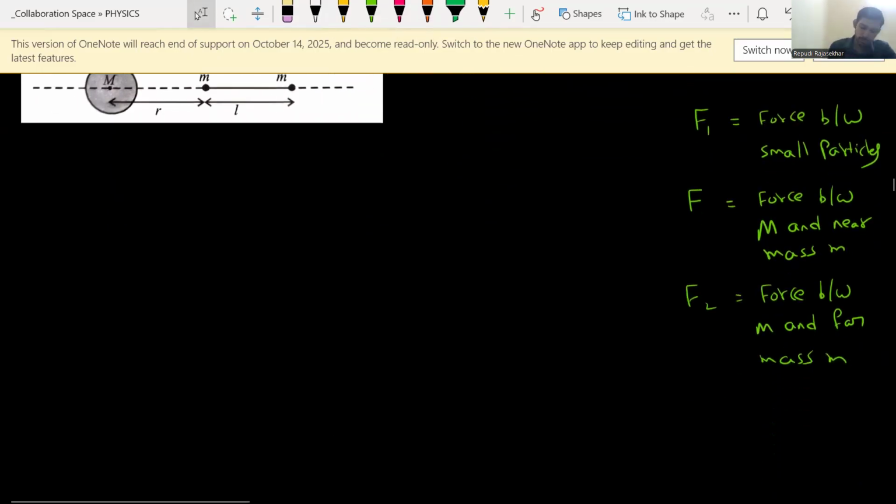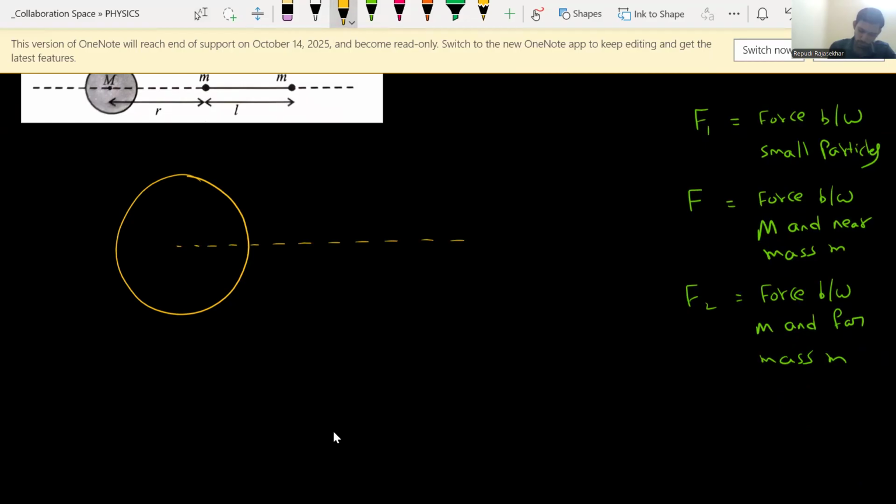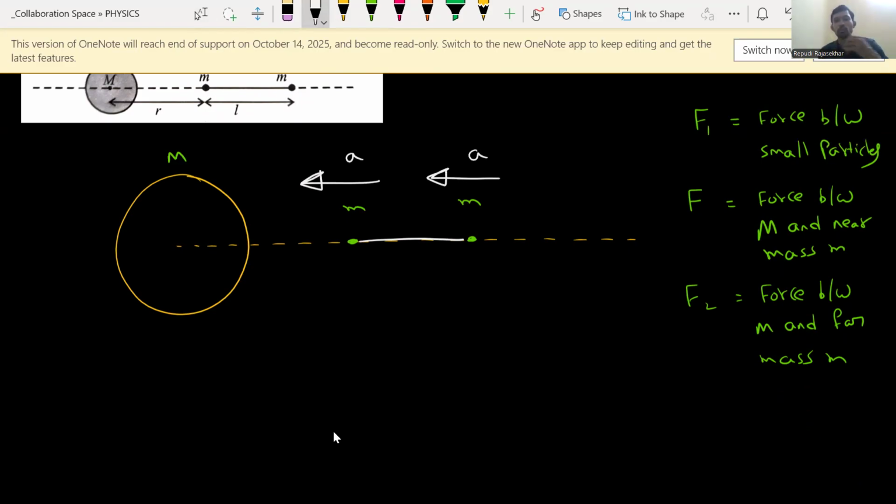This is the given spherical object. This is the center. It is having mass capital M, and this is a small particle with mass small m. This is another particle, small m. Now these two are connected with the help of a rod. Small m is moving left side with an acceleration a, and this is also moving left side with an acceleration a. Both are moving with constant acceleration.